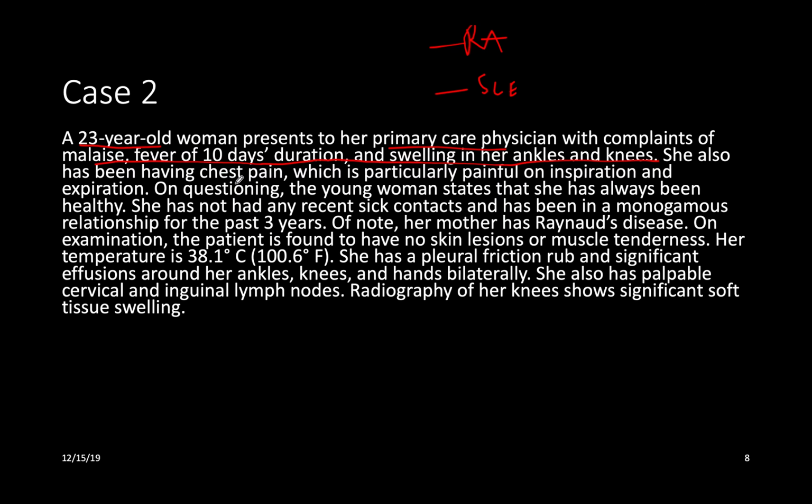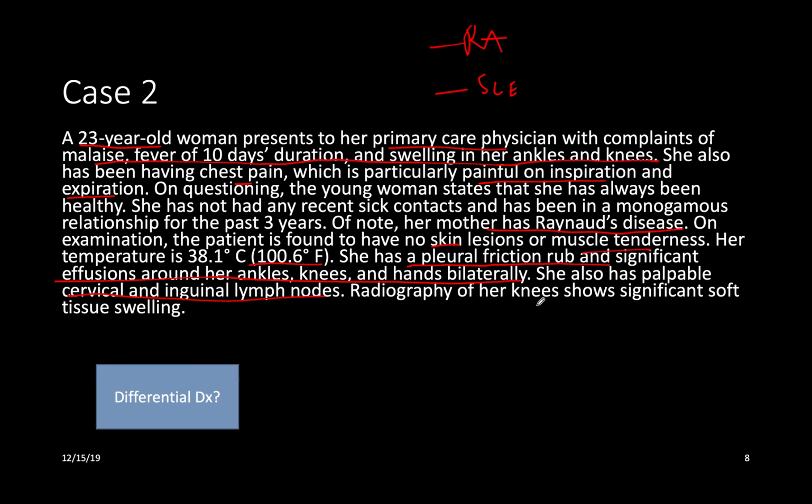She's also been having chest pain, partially painful on inspiration and expiration. On questioning, this young woman states that she has always been healthy, has not had any sick contacts, has been in a monogamous relationship for 3 years. Her mother has Raynaud's disease. On examination, she's found to have no skin lesions or muscle tenderness. She is febrile. She has a pleural friction rub and significant effusions around her ankles, knees, and hands bilaterally. She has palpable cervical and inguinal lymph nodes. Radiography of her knees shows significant soft tissue swelling.